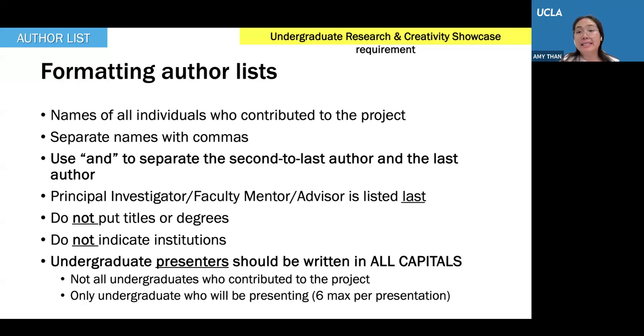And you, as the undergrad presenter, should have your names in all capitals and first. Only undergraduates who will be presenting, which is 6 maximum, should be included as all capitals.